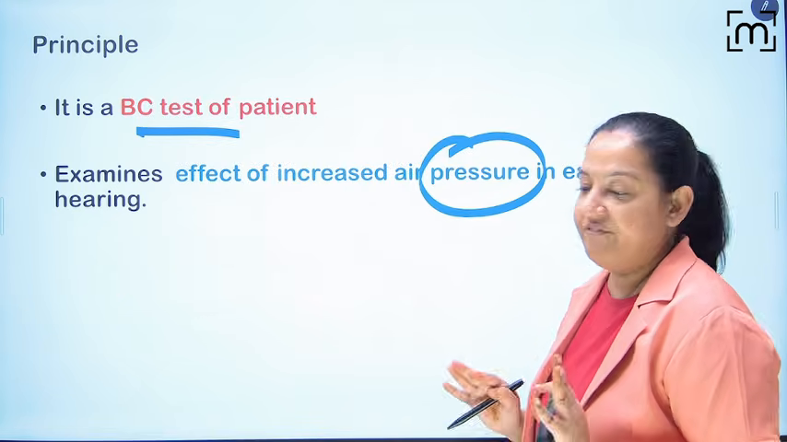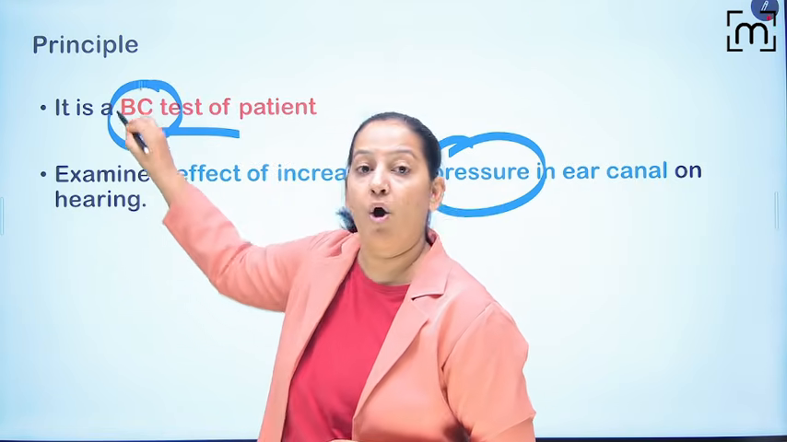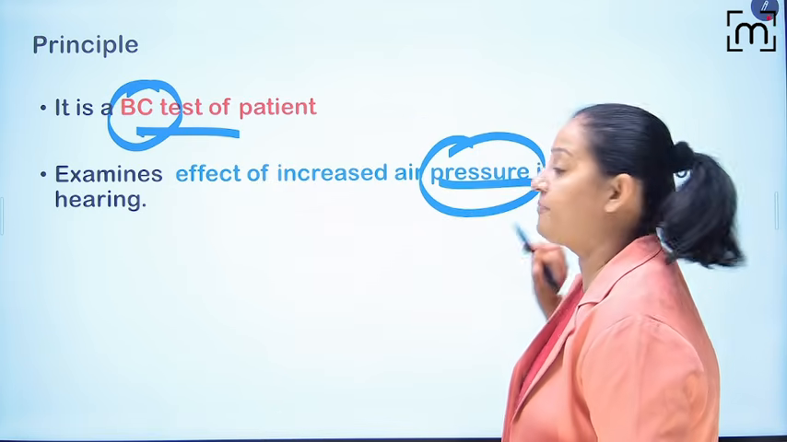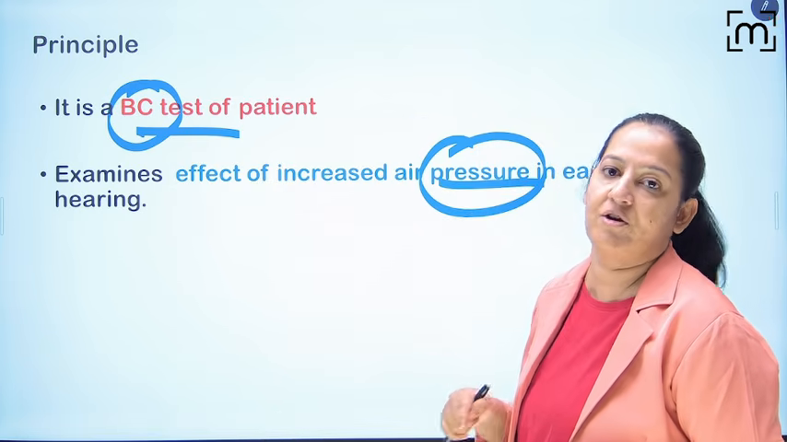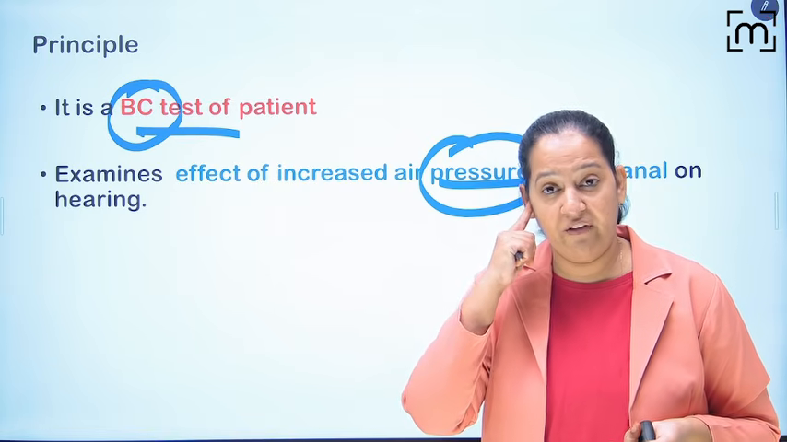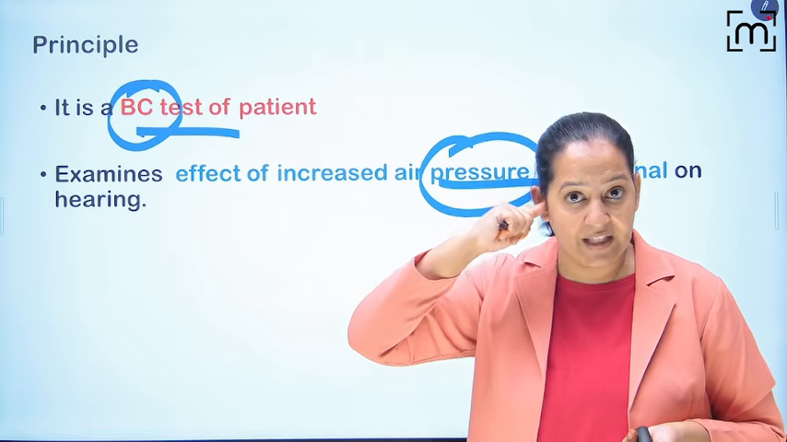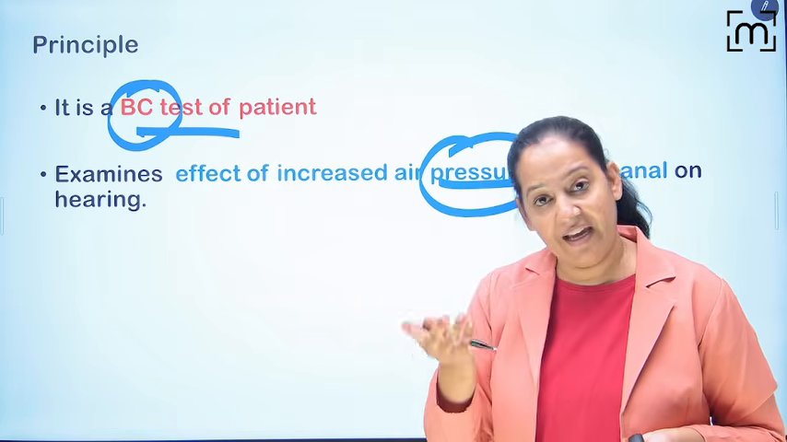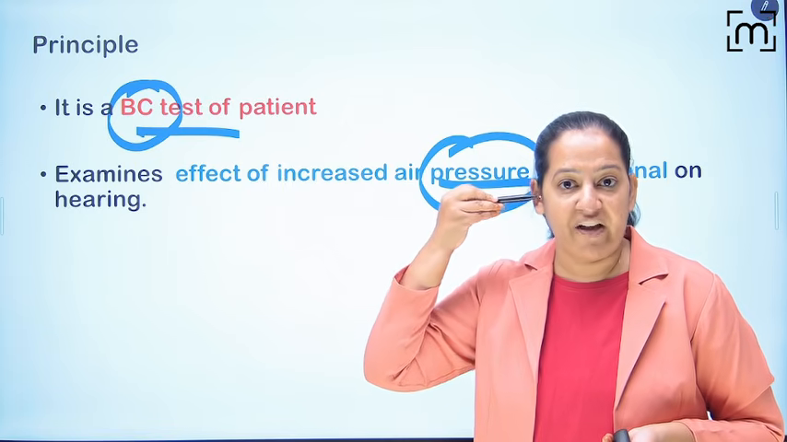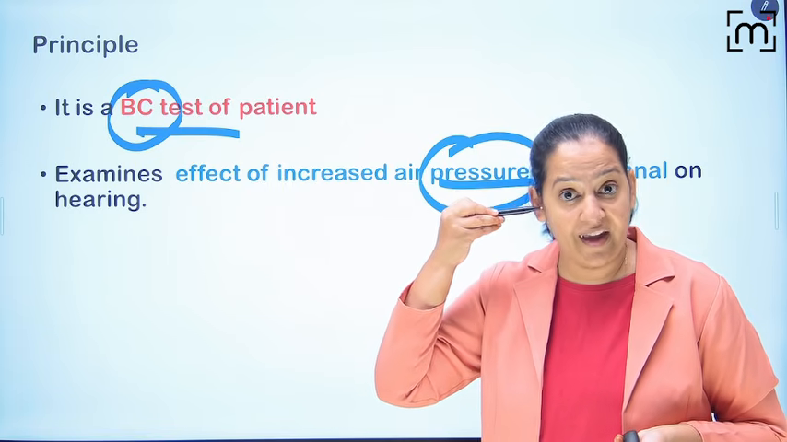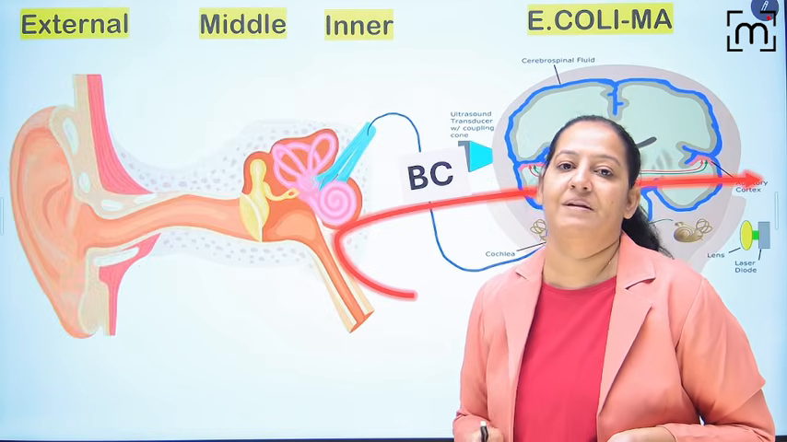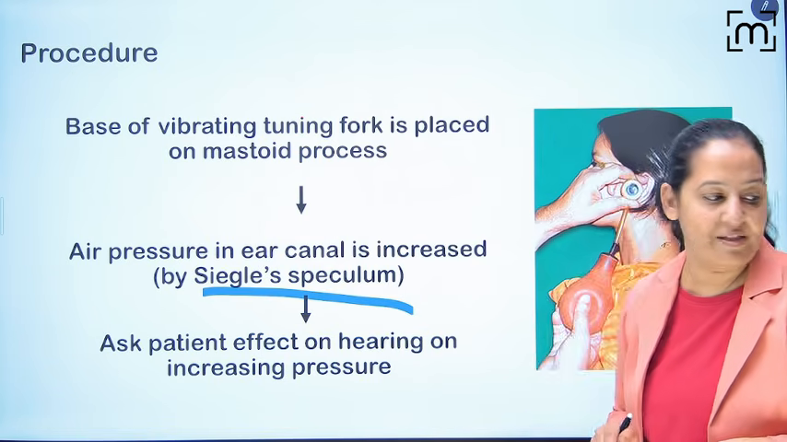So basically we are testing BC of the patient's ear and we are looking for the effect of increasing pressure in the external auditory canal. In Bing test, we were looking for the effect of opening and closing the canal on the BC. Here again, we will see BC, but not the effect of opening and closing the canal, the effect of pressure. If the pressure in the canal is increased with the help of Siegel's speculum, what is the effect on the BC? You got my point? What is the effect on BC?